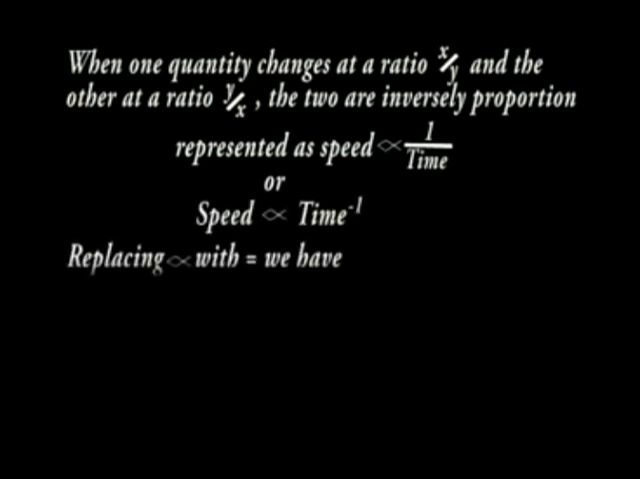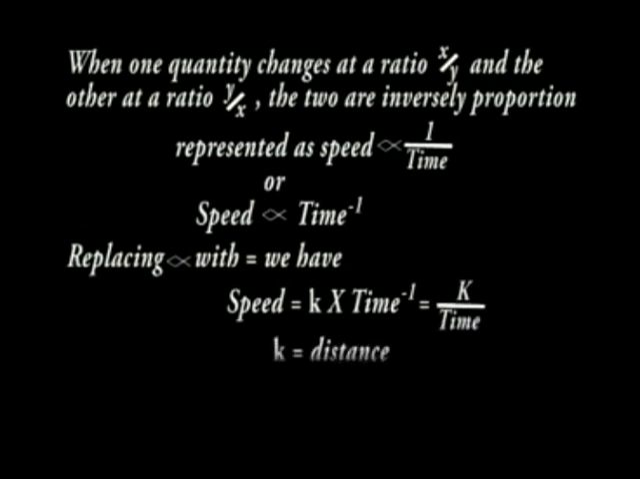Replacing alpha with an equal sign, we shall have speed is equal to k times time raised to power -1, which is equal to k over time. K in our case will be the distance covered, hence speed is equal to distance over time. You are familiar with this expression.